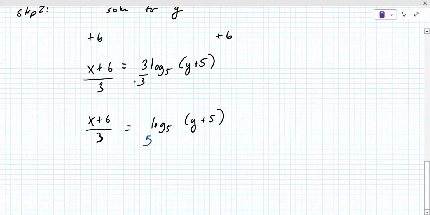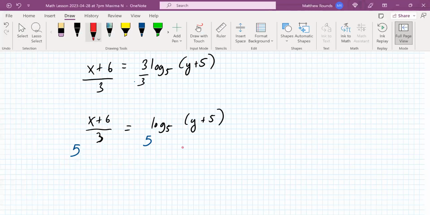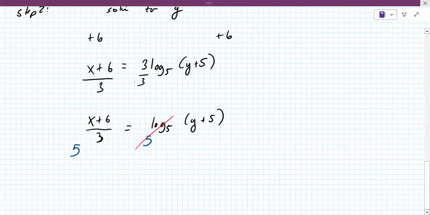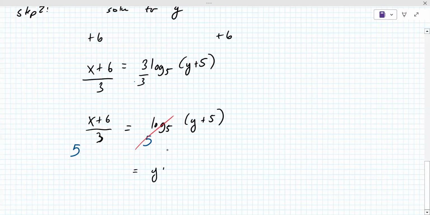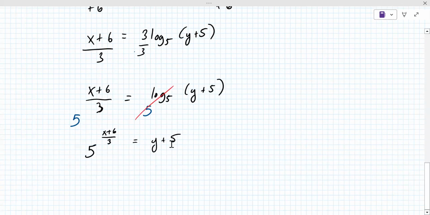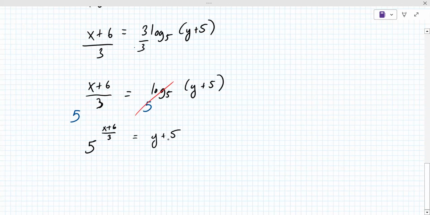You put a 5 here. It's like everything that you just have in this line is the exponent. And the reason it's 5 is because it matches the base. Oh, okay. So these things match and they effectively cancel each other. So they go away and you're just left with, on the right-hand side, y plus 5. And then on the left, written a little better, it's 5 to the power of (x plus 6) over 3. Okay. And then subtract 5 as your final step.